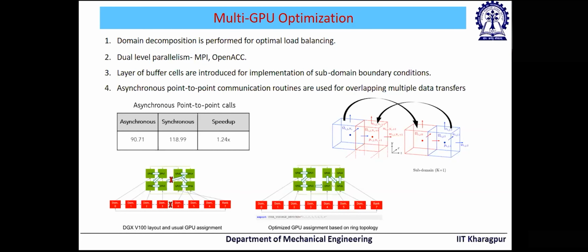Then we went on to do multi-GPU optimization, where basically the domain is decomposed into multiple subdomains and there is data exchange between the domains using MPI calls. We've seen that asynchronous MPI gives 1.2 times speed up compared to synchronous MPI, and a ring topology based GPU arrangement in the DGX system gives better performance. Some of these aspects, like how the domains will be pinned to different GPUs and what the different MPI calls for data exchange should be, have been investigated.